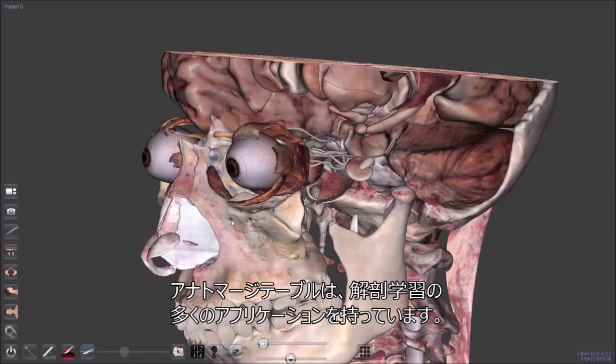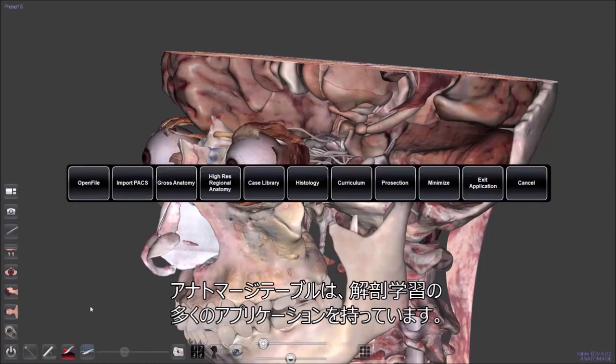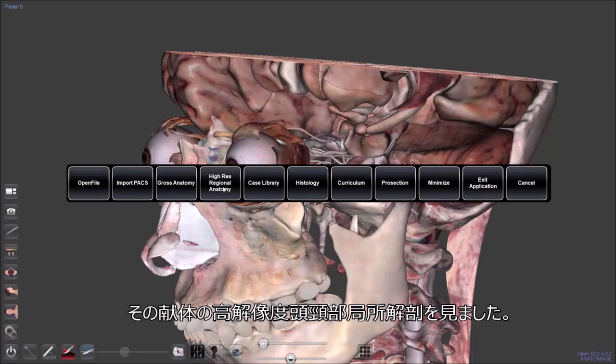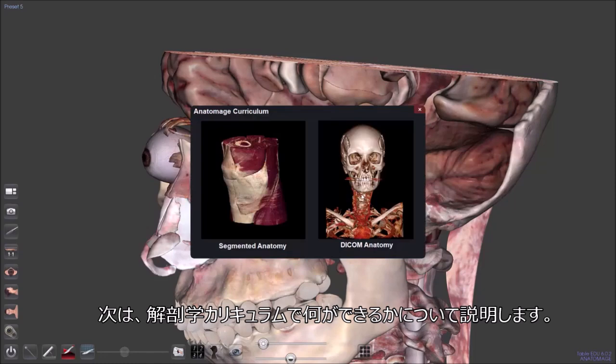The Anatomage table has numerous anatomical applications. Now, we've reviewed a number of things that we can do with the table. We've walked through the female cadaver in our gross anatomy. We've looked at the head and neck region of the high resolution anatomy of that cadaver. Now, I want to talk a little bit about what we can do with the Anatomage curriculum.